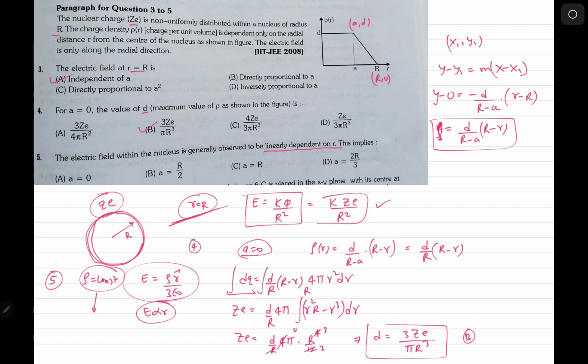So they are asking the reverse condition. If E is directly proportional to r, what should the rho value be? It should be constant. So the value of A should tend to capital R, meaning from 0 to capital R, rho must be constant. That's why option C is correct. Okay, so hope you understood this question. Let's move to the next question.